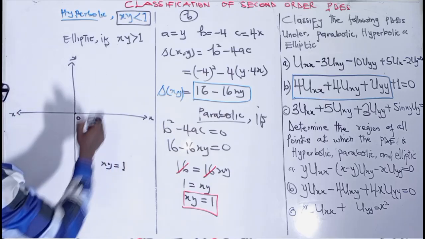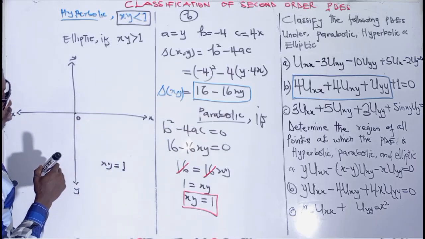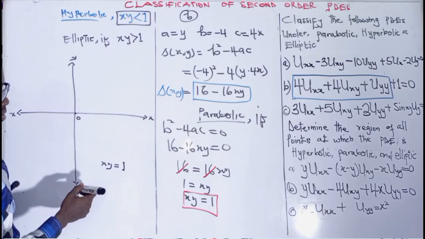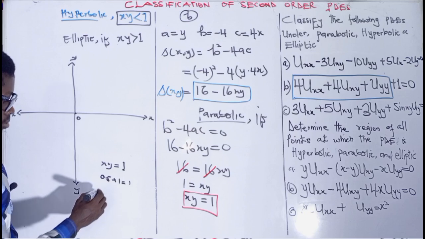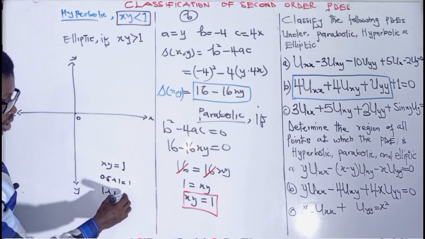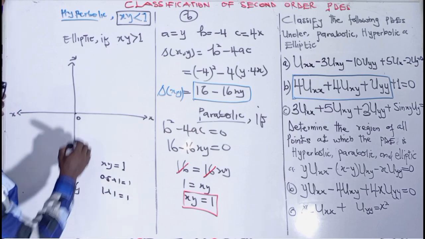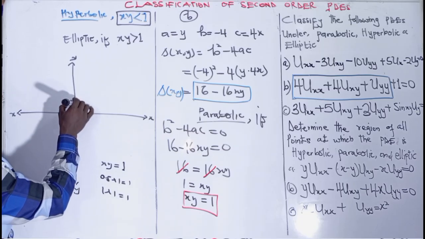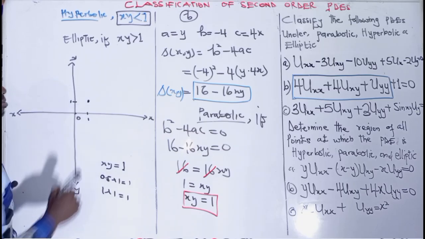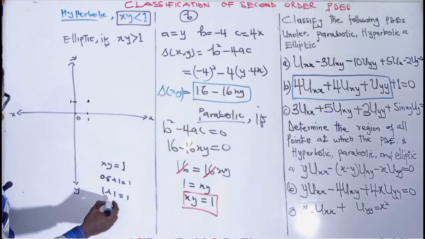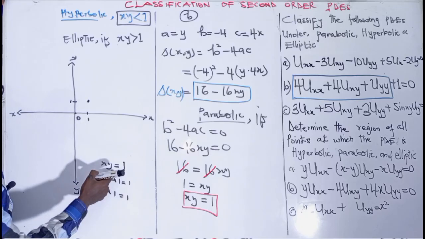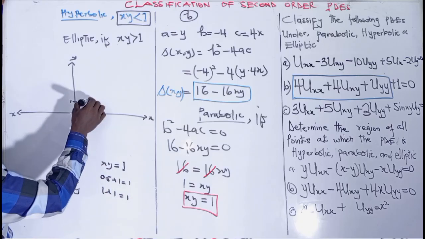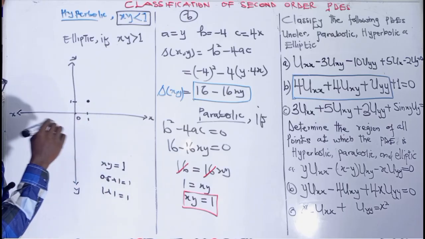We are going to use points to determine it. So let's pick a point here. Let's pick 2 numbers that when we multiply, we get 1. When you multiply 1 by 1, we are also getting 1. So let's start with 1 by 1. We pick 1 on the x-axis and 1 on the y-axis, so the point will be here. 1 times 1 is giving us 1, so it satisfies this parabolic equation. So the point here makes the PDE parabolic.